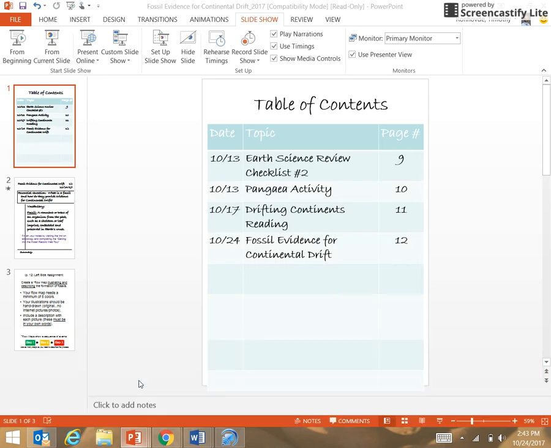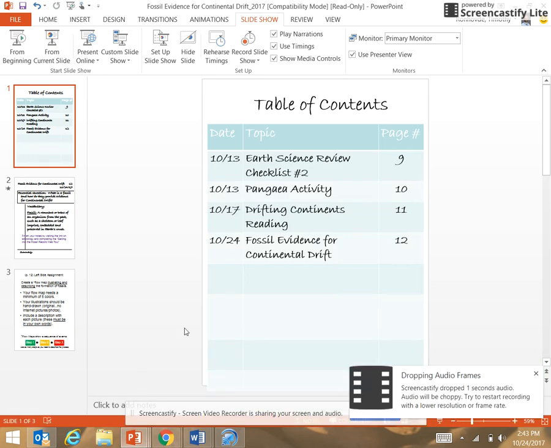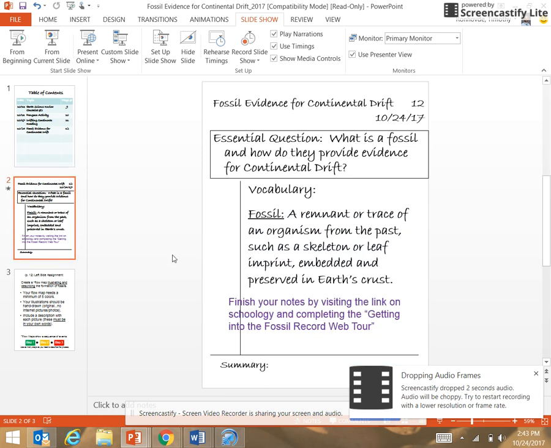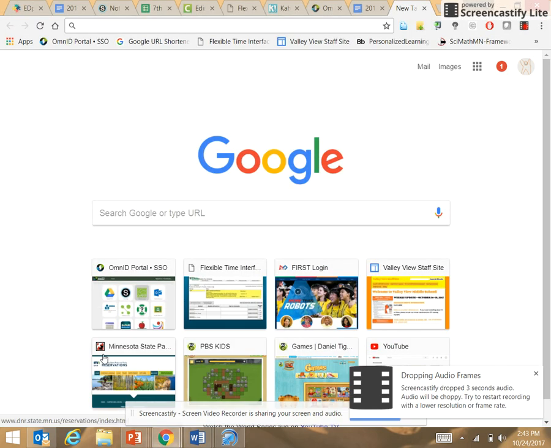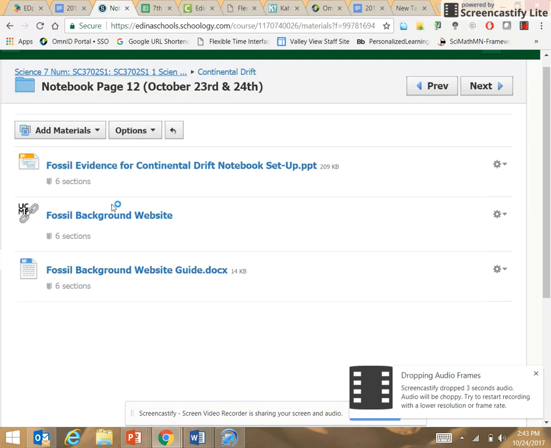And then we set up page 12 in your notebook, which was fossil evidence for continental drift. Your question today was, what is a fossil? And how did they provide evidence for continental drift? And today was mostly looking at what a fossil is. So we defined it together, and then you received a WebQuest packet and went on a web tour to look into fossils, how they form, and the different types. And that was in page 12, today's entry.